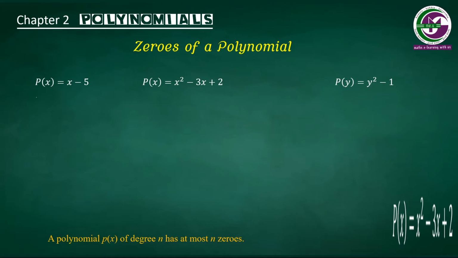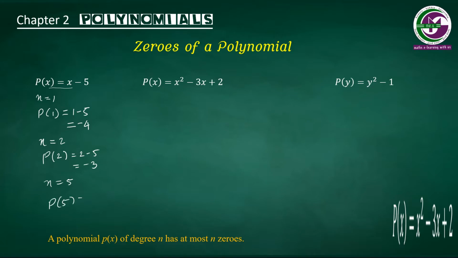When you give x equals 1, you will get p of 1 equals 1 minus 5, that means negative 4, right? So the value of this polynomial when x equals 1 is negative 4. Now, when x equals 2, what is the value of this polynomial? p of 2 equals 2 minus 5 equals negative 3. Then the value of this polynomial when x equals 5, that is p of 5 equals 5 minus 5 equals 0.